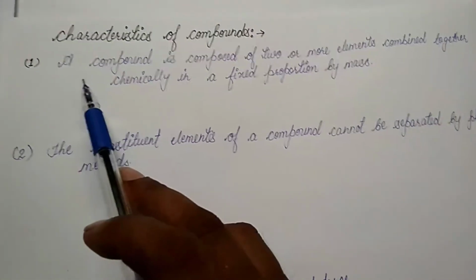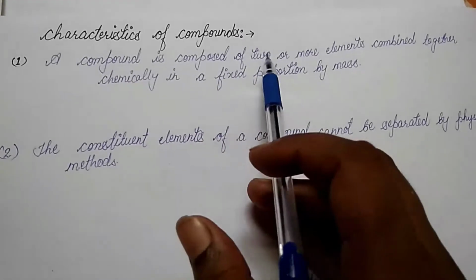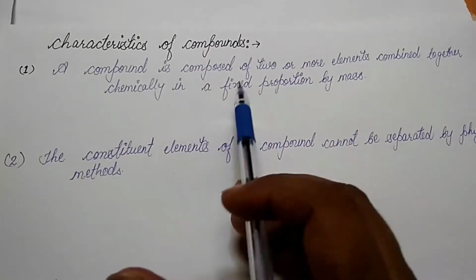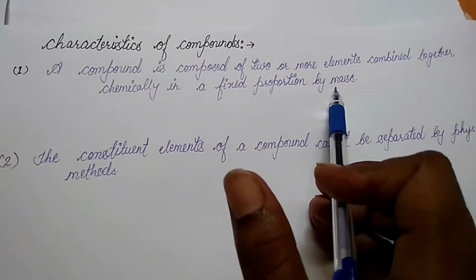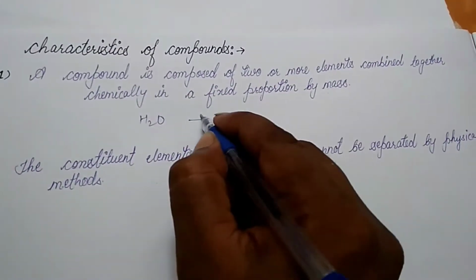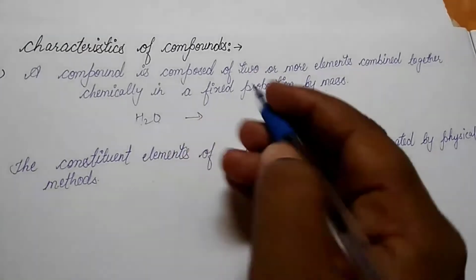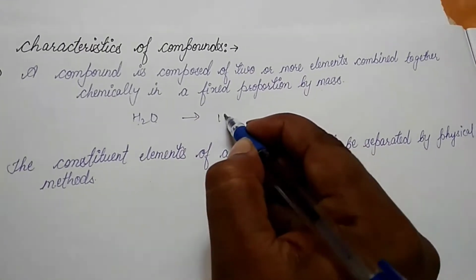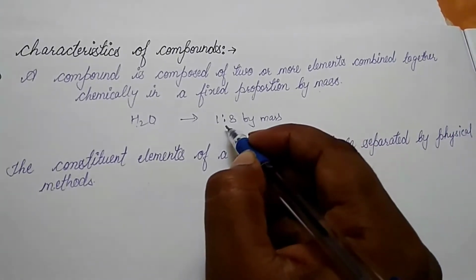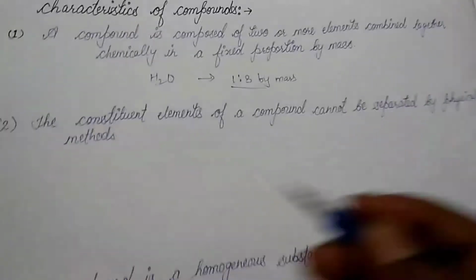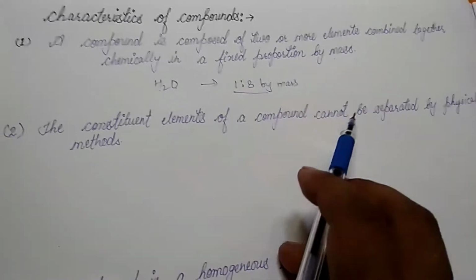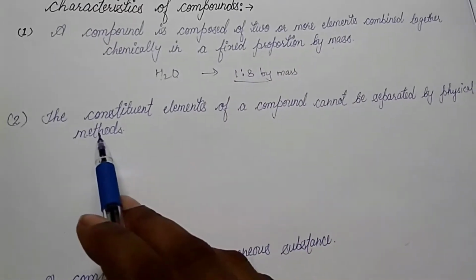First, a compound is composed of two or more elements combined together chemically in a fixed proportion by mass. For example, H2O is the combination of hydrogen and oxygen and they always combine in a fixed ratio by mass. Clear, children? Earlier I had explained. Now second, the constituent elements of a compound cannot be separated by physical methods.